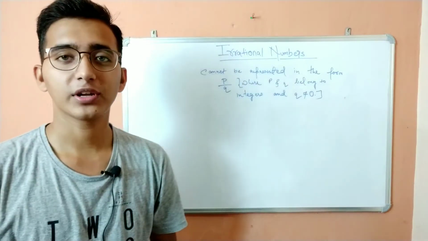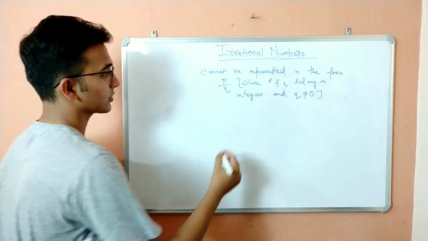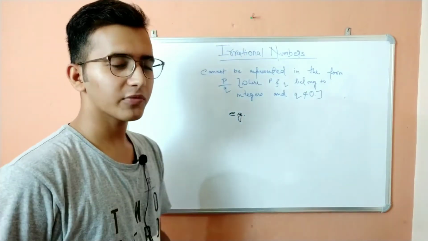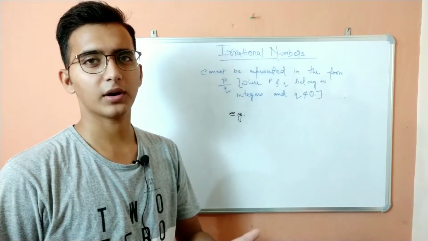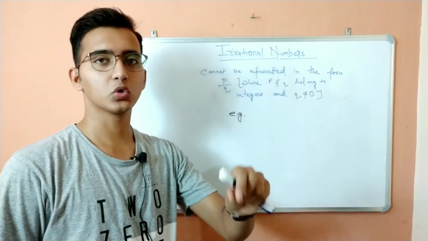Now let's focus on irrational numbers. Examples of irrational numbers. Can you name any example of irrational numbers? I said one, that's root 2. Root 2 cannot be represented in the form p by q. There is no fraction which can represent root 2.